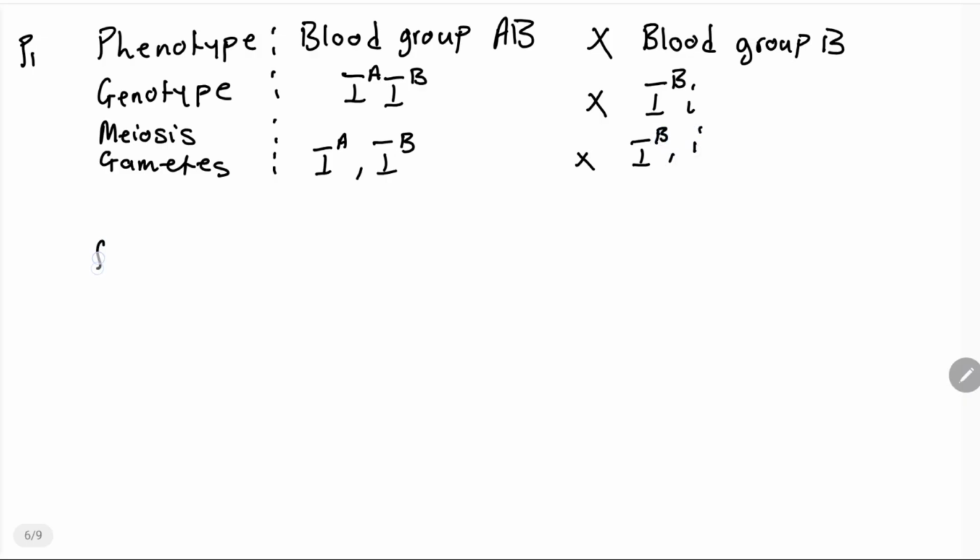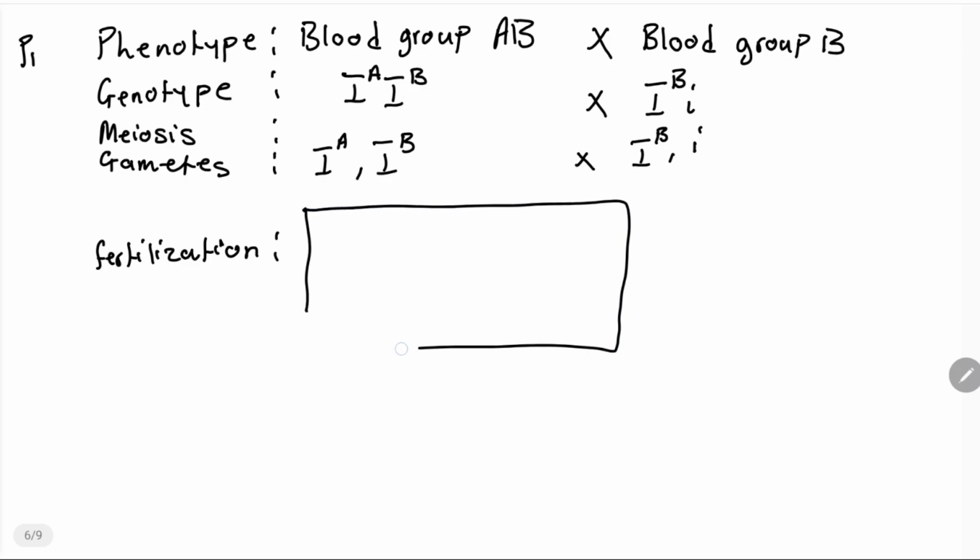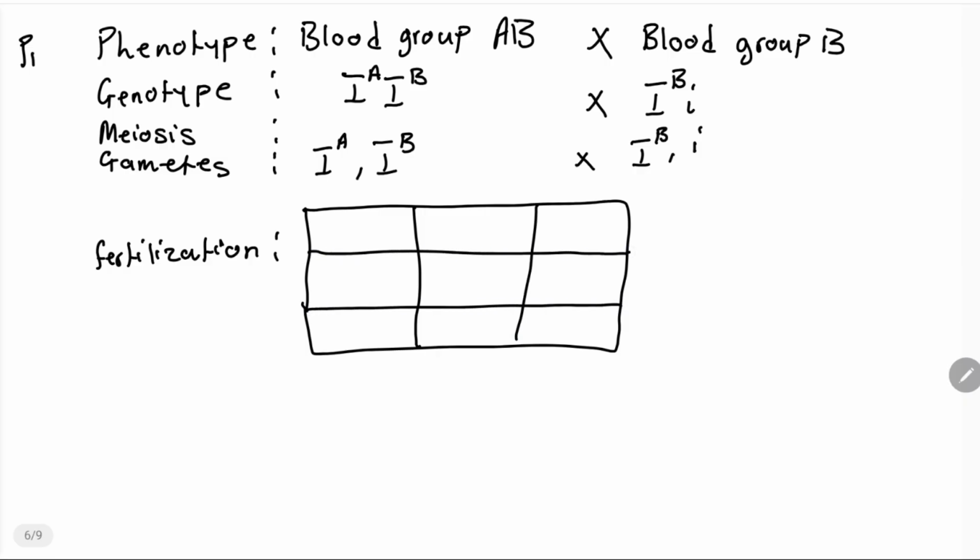Below gametes now comes fertilization. And we're going to show this fertilization by means of a Punnett square. So with a Punnett square, that is 3 boxes to the side and 3 boxes downwards. In the top left box, we're going to simply write gametes.